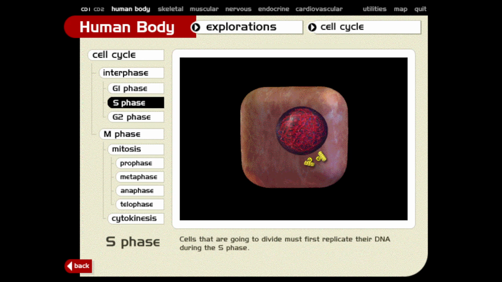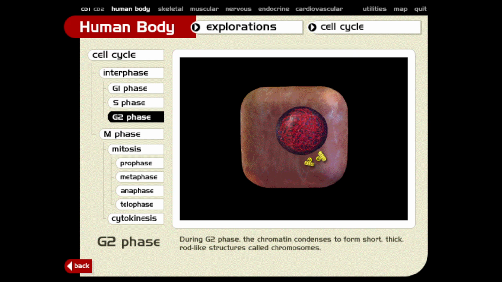Cells that are going to divide must first replicate their DNA during the S phase. During G2 phase, the chromatin condenses to form short, thick, rod-like structures called chromosomes.